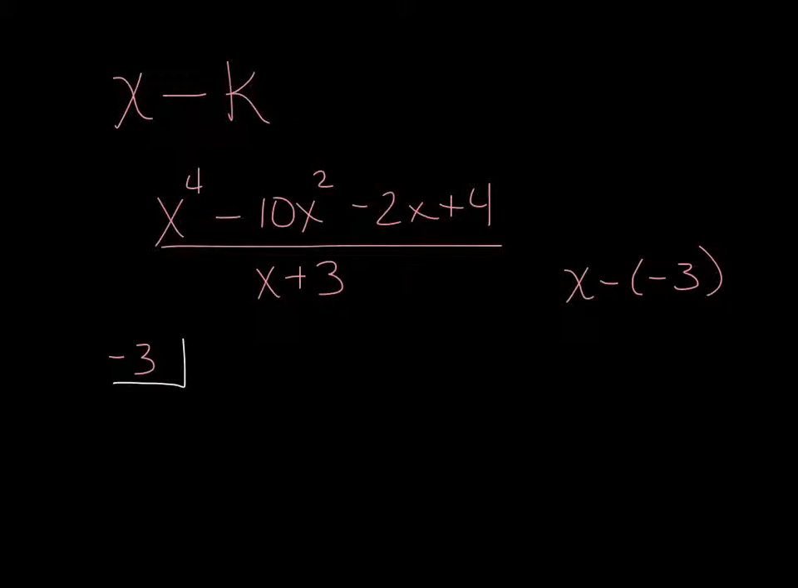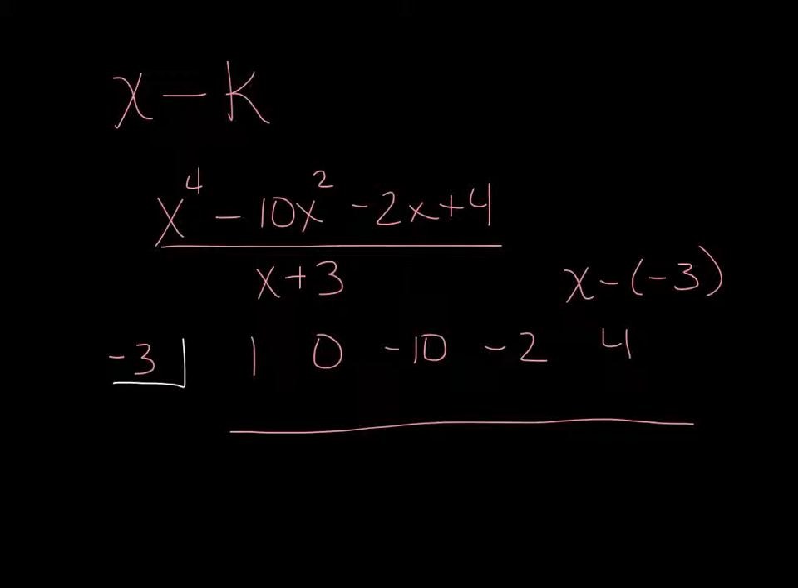Now I list the coefficients of my dividend. We've got a coefficient of 1. I have to be sure and hold a place for the cube term, so I'm going to have a 0. Then a negative 10, a negative 2, and a 4.